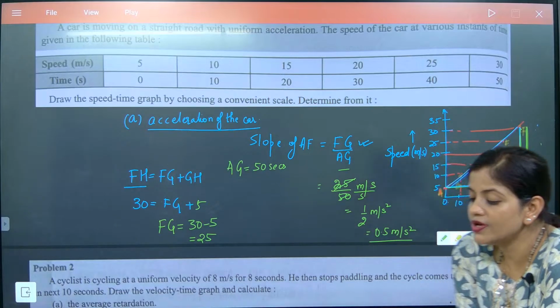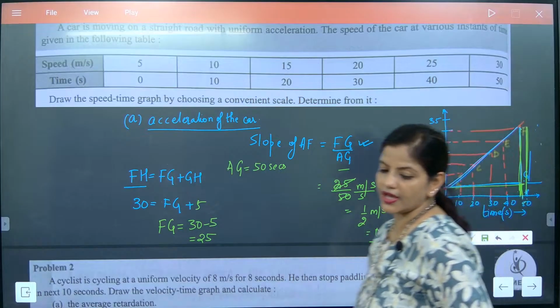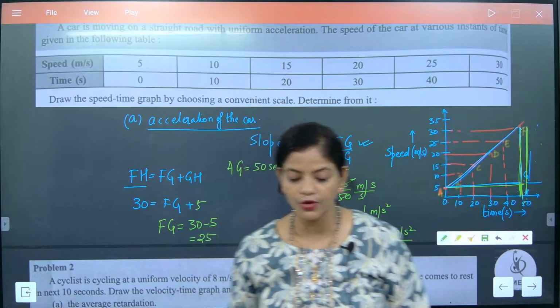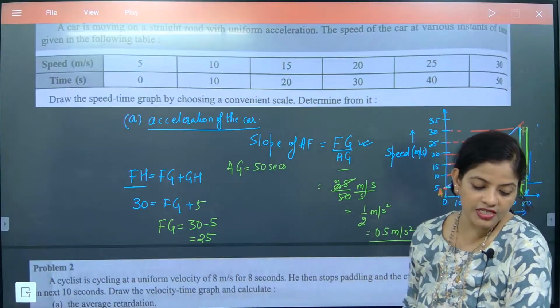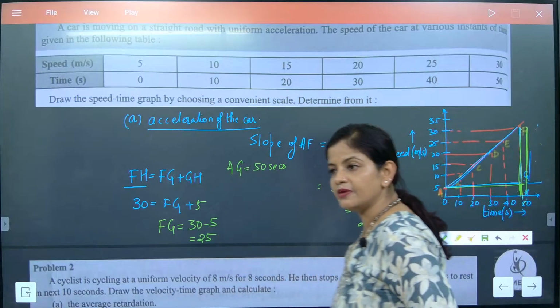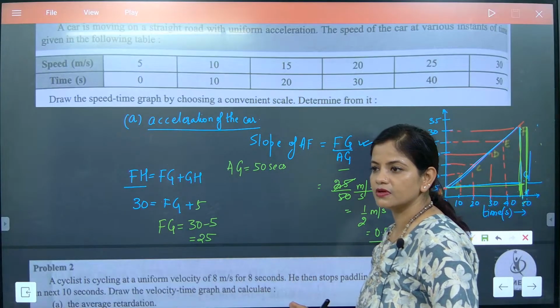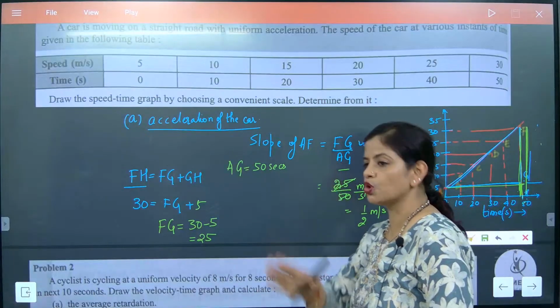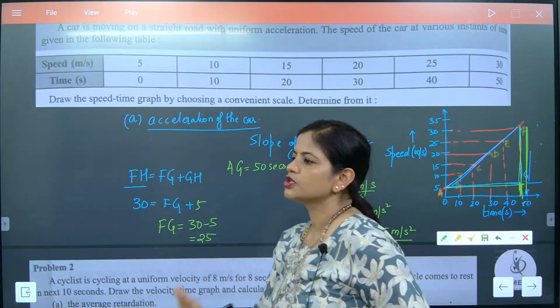Very good. Now, next part of the question I'm asking from you. Can I ask the next part of the question? The next part is: find the distance traveled by the car in 50 seconds. This part is written, beta. Is it tough?